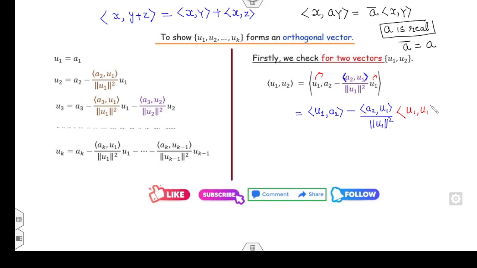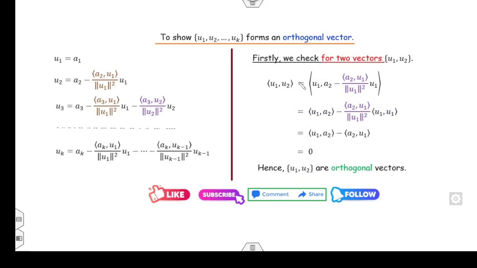Fine. Now what is the u1 and u1? That is a norm. So this number is cancelled, and clearly, because the inner product is always symmetric, this number is 0. And what does that mean? u1 and u2 are orthogonal vectors.